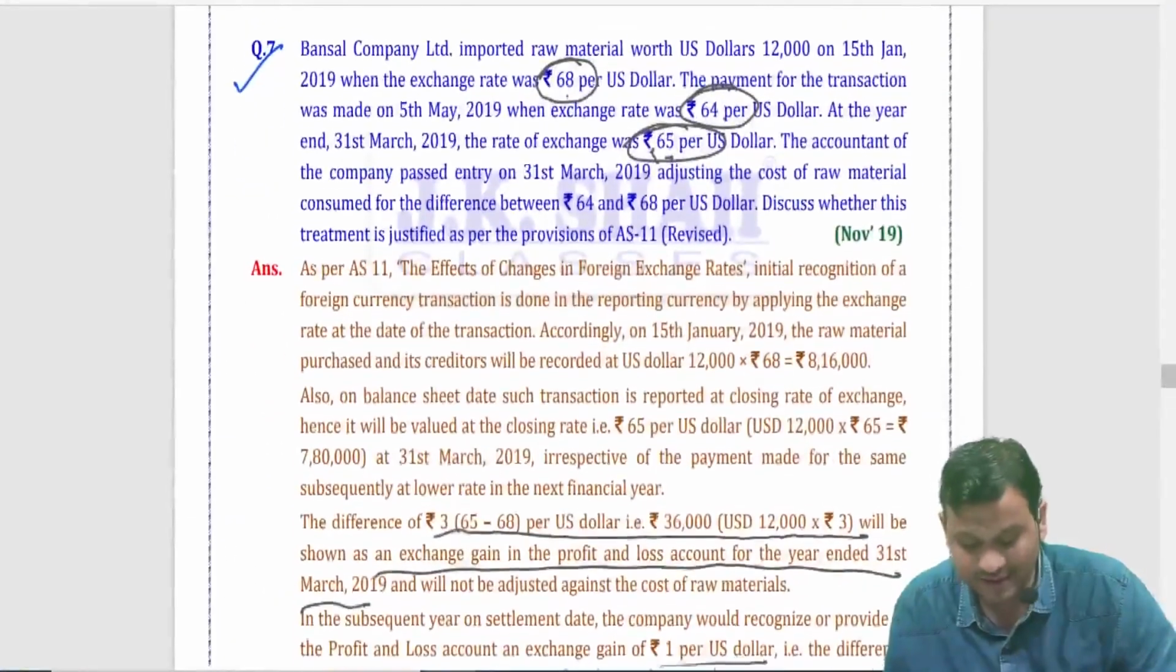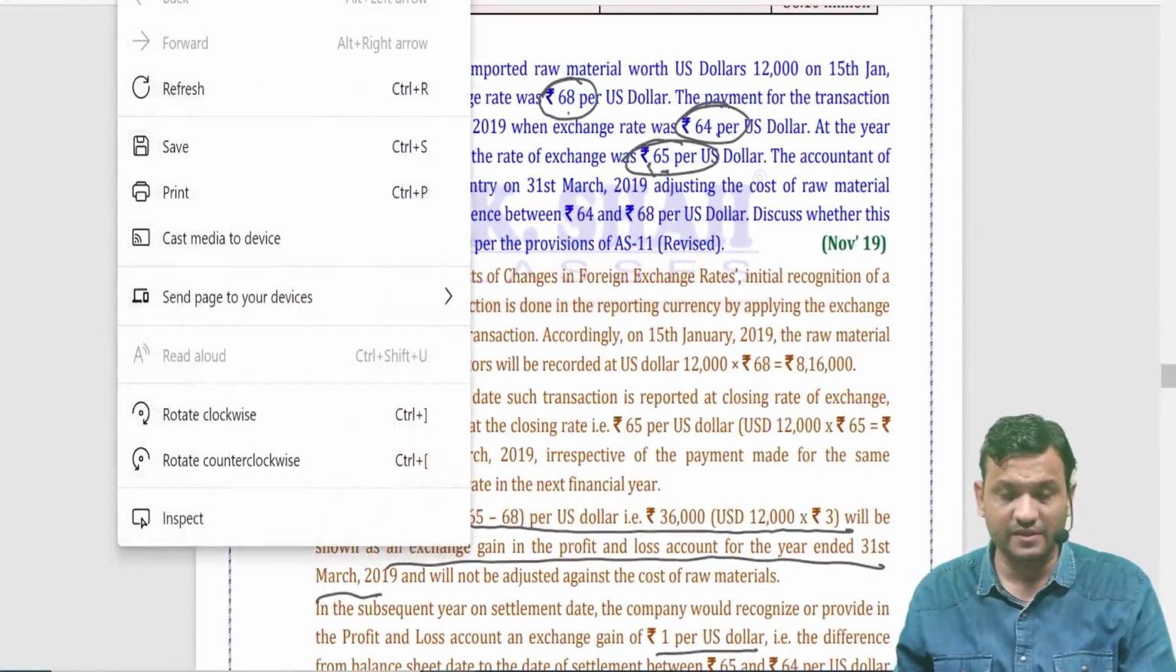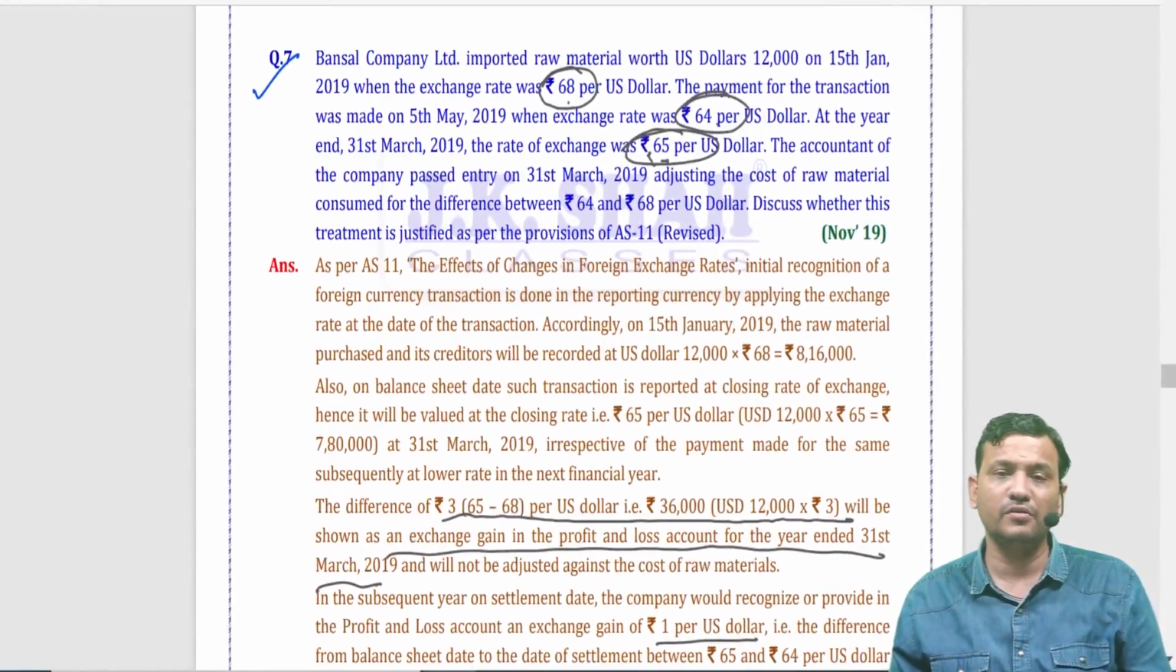So, my dear students, this much from my side. Not a big standard, this is a very simple standard, but you need to remember when to apply para 46A.